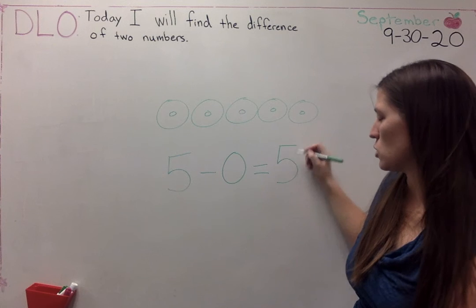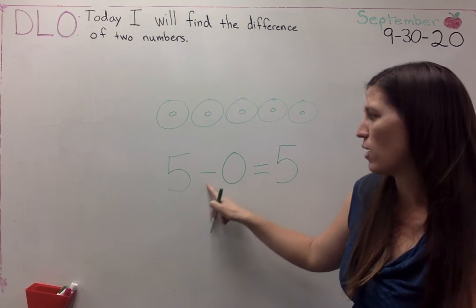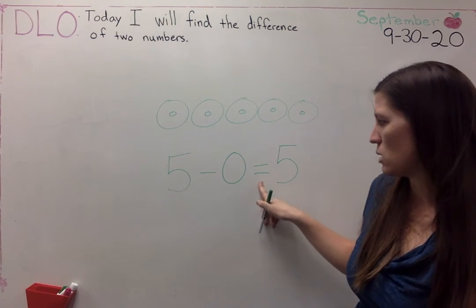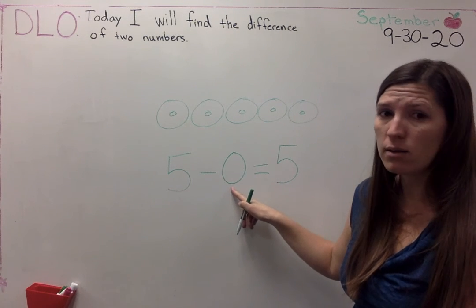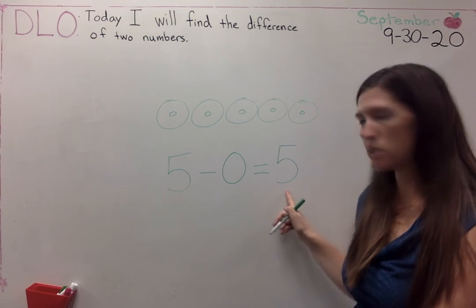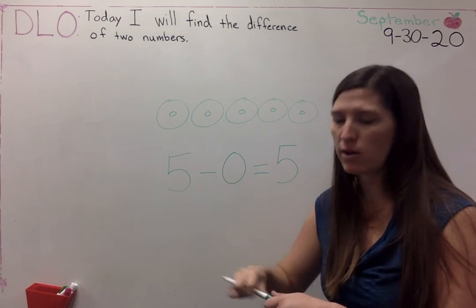that you start with. Let's read it. 5 minus 0 equals 5. I had 5 donuts. I took away none. My difference is 5 because I still have all of my donuts.